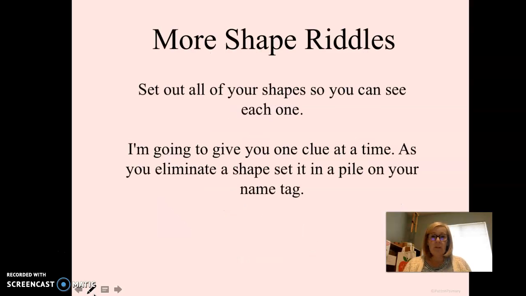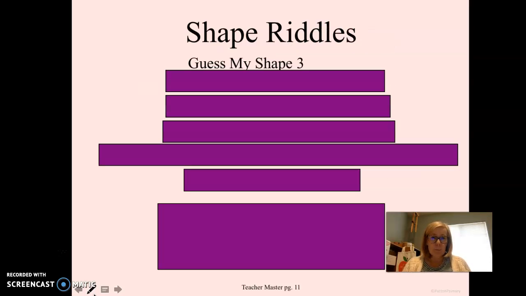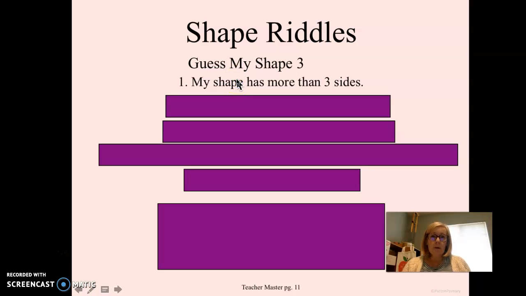More shape riddles. Set out all of your shapes so you can see each one. I'm going to give you one clue at a time. As you eliminate a shape, set it in a pile next to you on your workspace. Guess my shape 3, because Monday we did 1 and 2. Clue number 1. My shape has more than 3 sides.